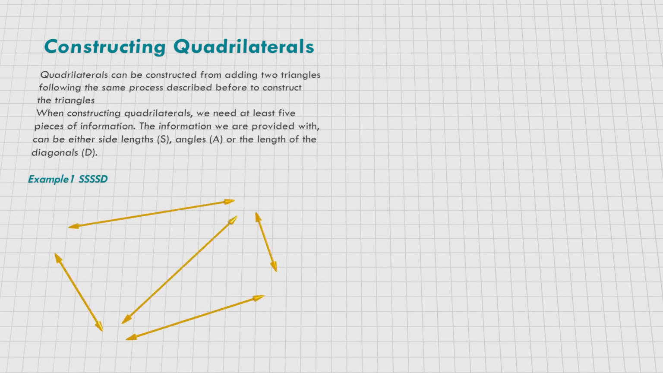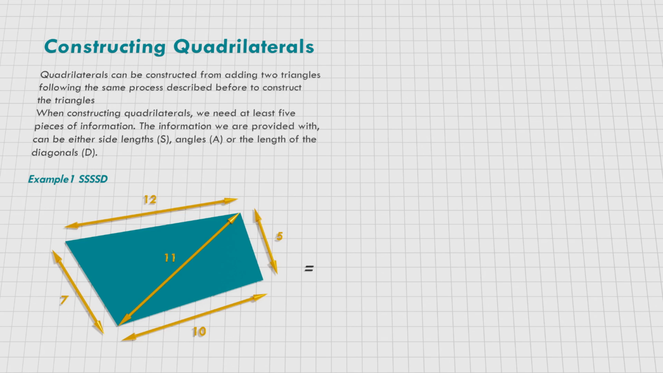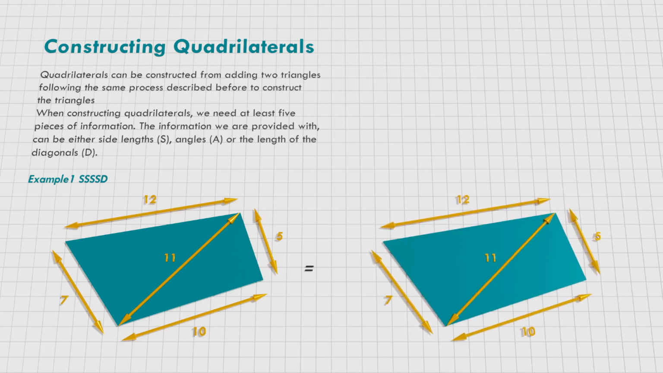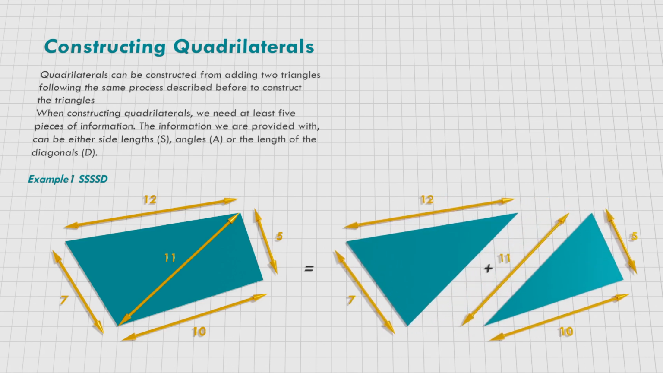Example 1. 4 sides and a diagonal. Example 2. 4 sides and 2 angles.